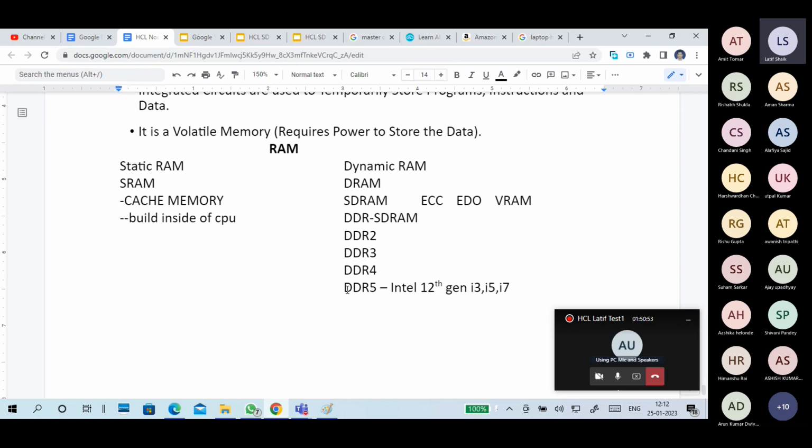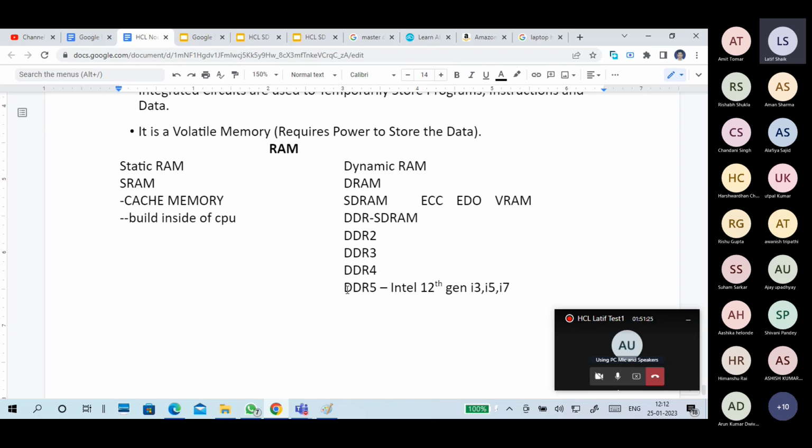The cache memory is built inside your CPU, and we cannot change it. When you buy a CPU, the built-in cache memory is there. That's why we don't use that as primary or secondary memory. We are not talking in that manner. The RAM we are using is the main memory, guys.